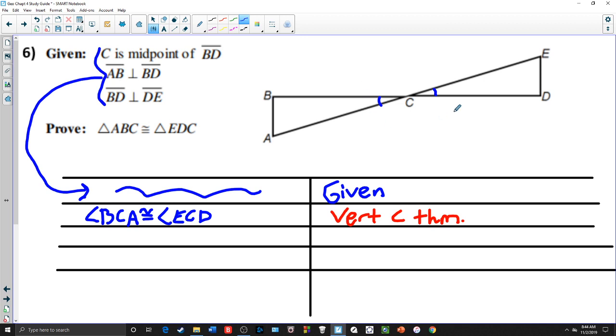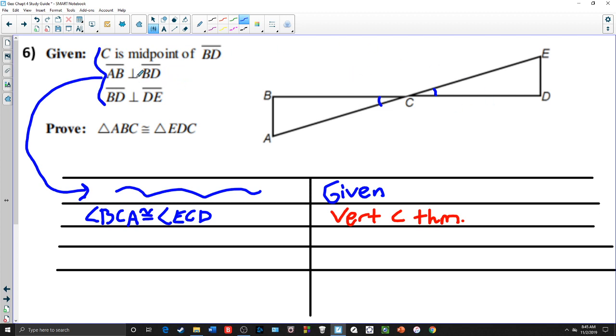So again, always look for vertical angles first and then look for reflexives. And unfortunately, we don't have a reflexive piece, so we can toss that one out. But I did have a vertical angle piece that I wanted to get down first before I try to use my given in any way. So now we can go back to the given and see, okay, what can we tell about this?